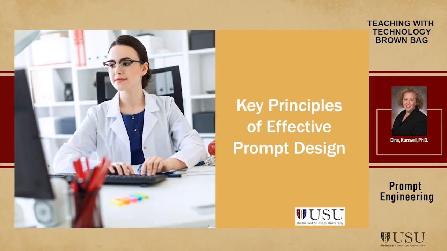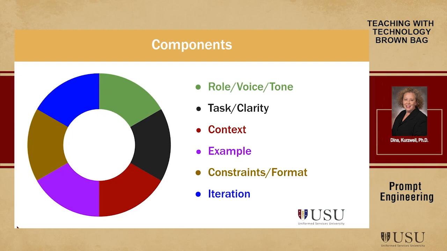So getting up to speed on AI and AI-related tools like Gen AI is important to the ever-evolving health professions landscape. So to kick us off, I'd like to go over some key principles of effective prompt design. On this list, you can see the components that are required for doing effective prompt engineering. These are key principles. I want you to take a quick look to familiarize yourself with what they are, and then I'm going to go into more detail on each of these. The basic components are a role, a voice and a tone, a task, a context, an example, a constraint or format, and then the idea of iteration.